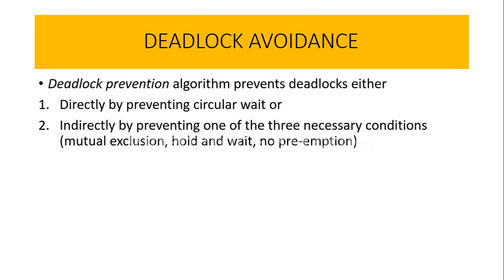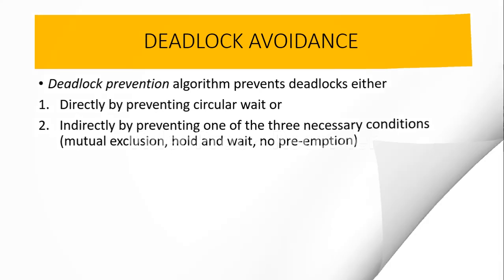Hi everybody. In this video we are going to discuss how exactly we can avoid deadlocks. We use the deadlock prevention algorithm to prevent deadlocks, either by the direct method or the indirect method. With the direct method, we prevent the circular wait condition from occurring. To prevent deadlocks indirectly, you have to avoid conditions like mutual exclusion, hold and wait, and no preemption. So let us continue now.